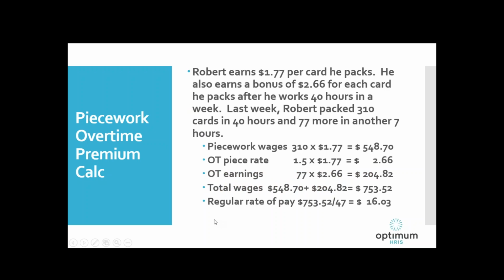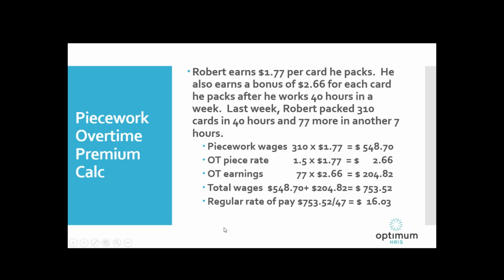Robert makes $1.77 for every card he packs, plus a bonus of $2.66, which, by the way, is 1.5 times his regular piece rate of $1.77. He makes a bonus of $2.66 for each card he packs after he goes over 40 hours in a week. Last week, he packed 310 cards in 40 hours and another 77 cards during 7 hours of overtime. So here's how that all works out. So his regular rate of pay is $16.03.